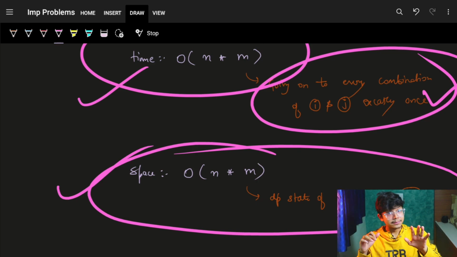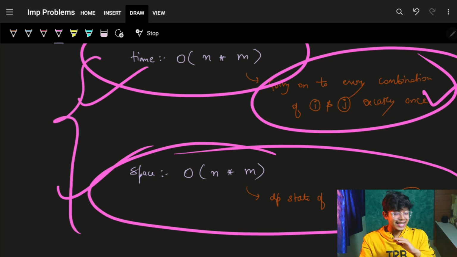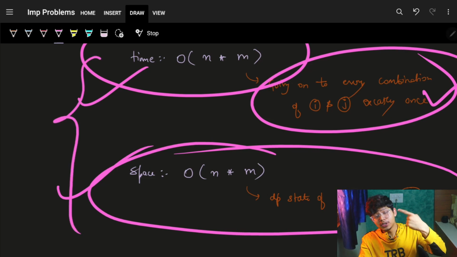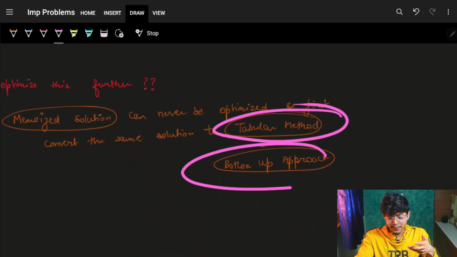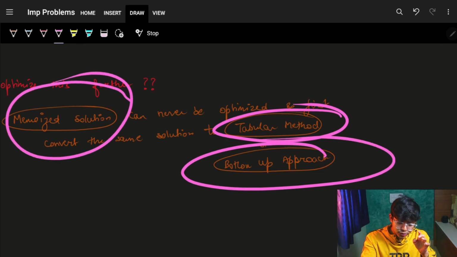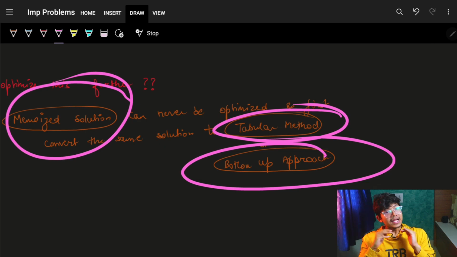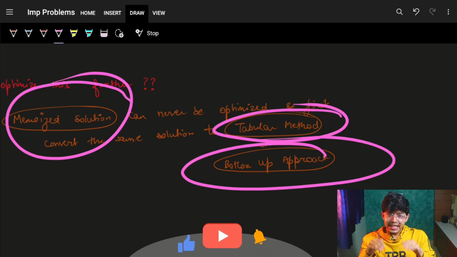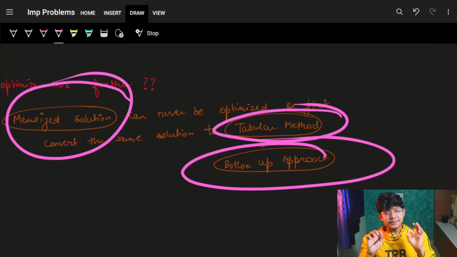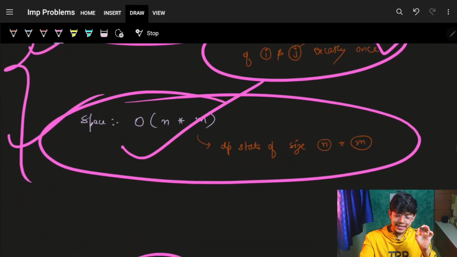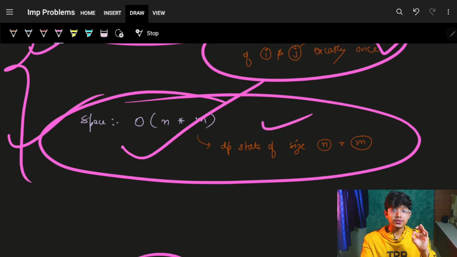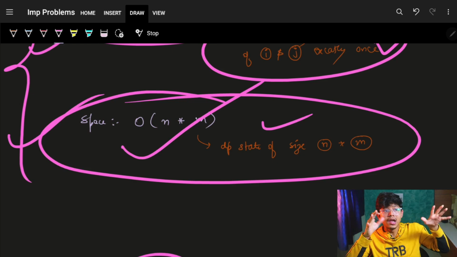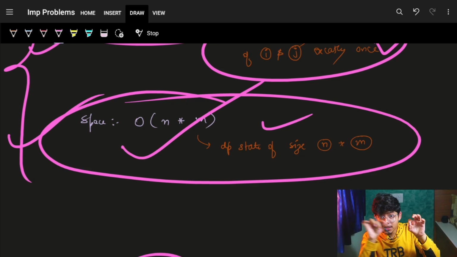How to optimize it? See, if you have to optimize a DP solution, a recursive solution can never be optimized. You have to shift that solution to a tabular solution, which is also called a bottom-up approach. A memoized solution, which means a recursive solution, can never be optimized. When we say optimization, it's mostly in terms of space. You saw that the space being taken is O of n into m, but we cannot optimize the recursive solution because we cannot visualize what's internally happening when it is being computed.